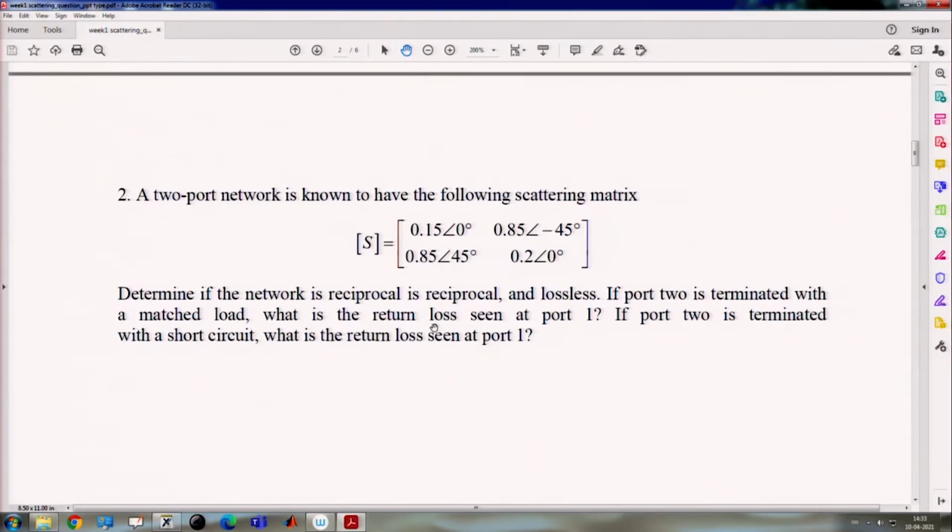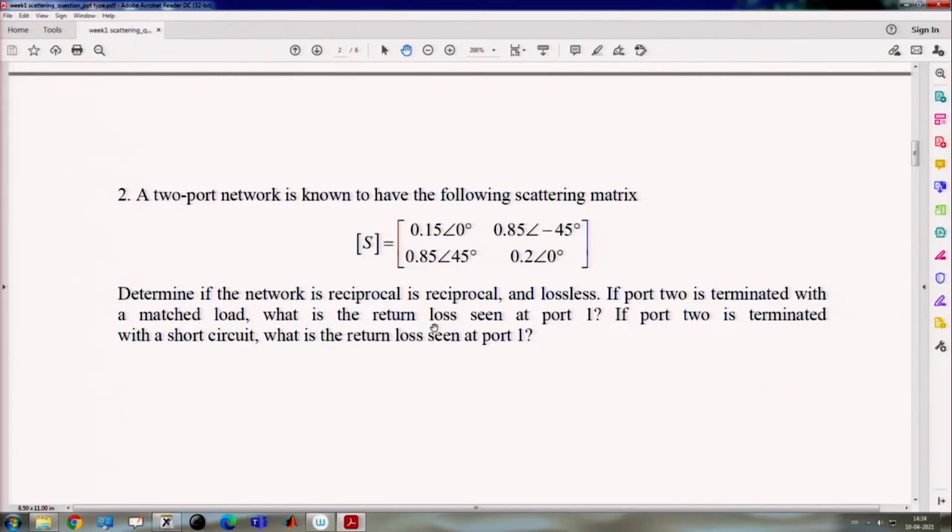So, here is the second problem. A two-port network is known to have the following scattering matrix. These are the known scattering parameters that were measured in the lab from the VNA. Determine if the network is reciprocal and lossless. If port 2 is terminated with a match load, what is the return loss seen at port 1? If port 2 is terminated with a short circuit, what is the return loss seen at port 1?